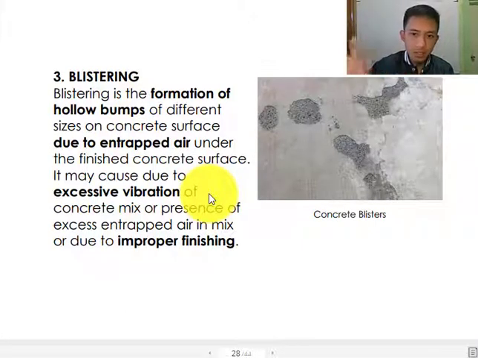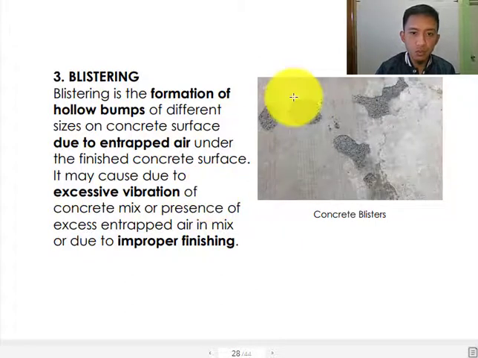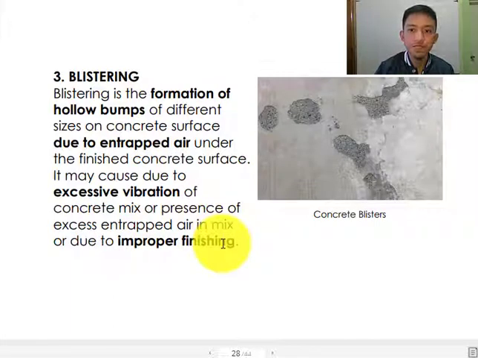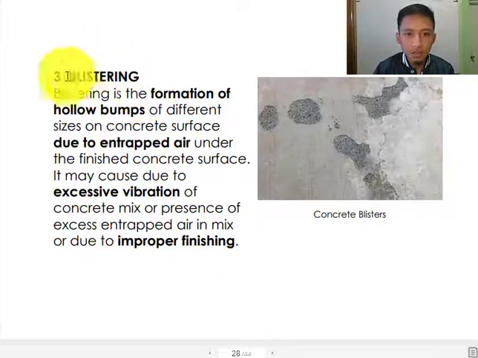After that is cured, let's say this is a pavement and vehicles pass through it, there will be friction or abrasion, and that will lead to this blistering. Improper finishing, where the finishing mix is not that good, will also result in blistering.